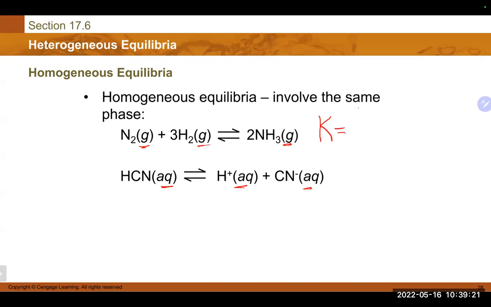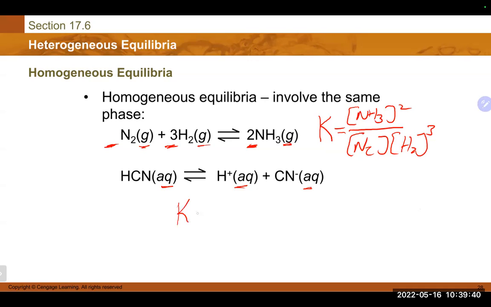It would be the concentration of NH3 in this case squared, divided by the concentration of N2 times the concentration of H2, and we would want to cube it there. Again, all those exponents come from the coefficients. If we wrote it for the bottom guy there, we could write our K is equal to the concentration of H plus times the concentration of CN minus divided by the concentration of HCN.